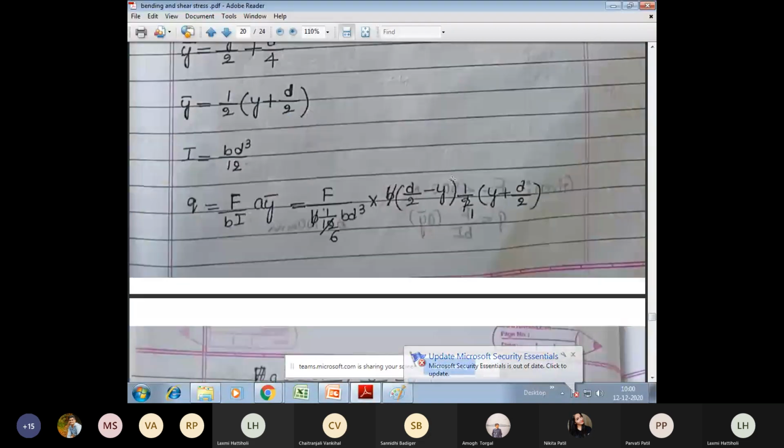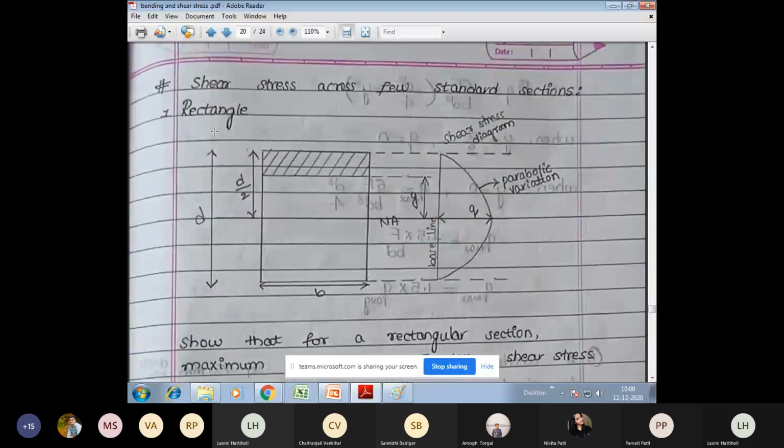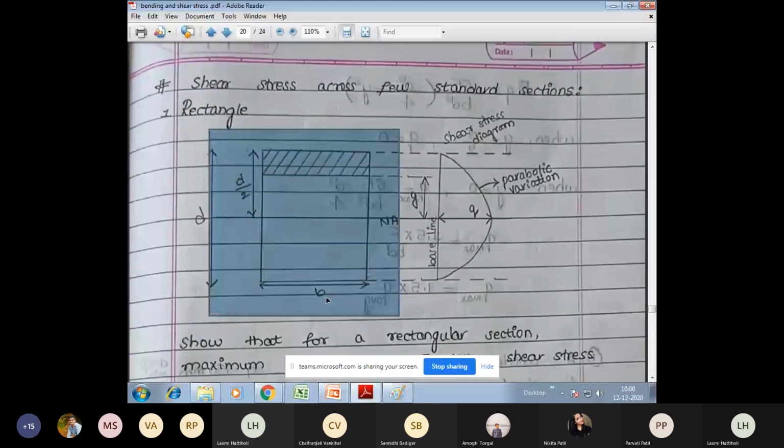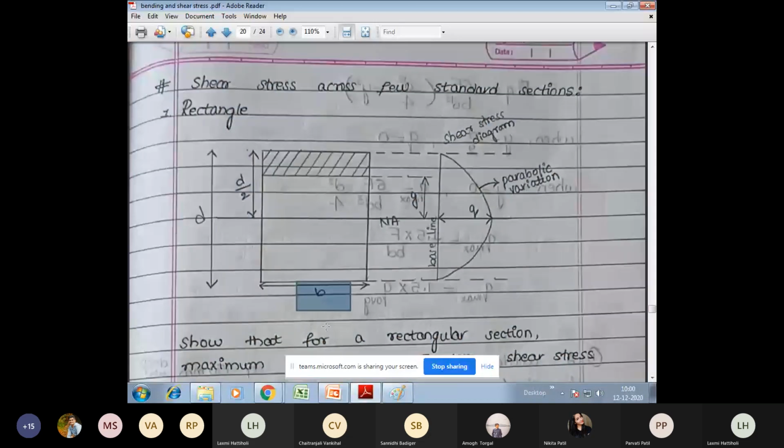Okay, so with that concept, let me take another small derivation. The same concept, now I'm considering a rectangular section. Consider a rectangular section of breadth B and depth D. This is my depth D, this is my breadth B. Now this is my neutral axis NA.